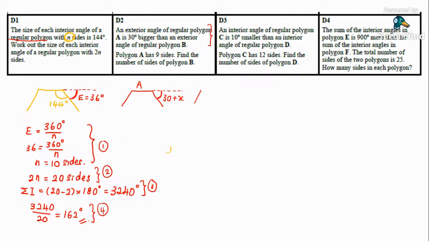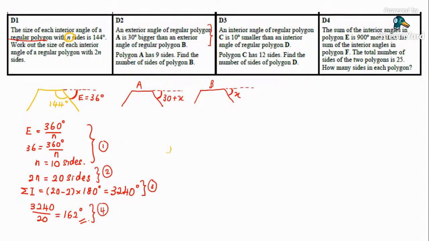And then for B, it's okay if you draw the same. We just denote this is B, and the exterior angle is X. Does this diagram make sense to you? Because it says A is bigger than B. Make sense? Okay, then we proceed.